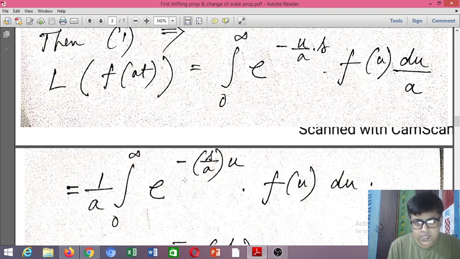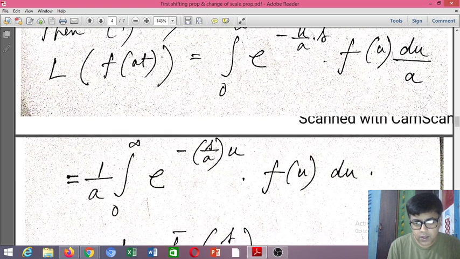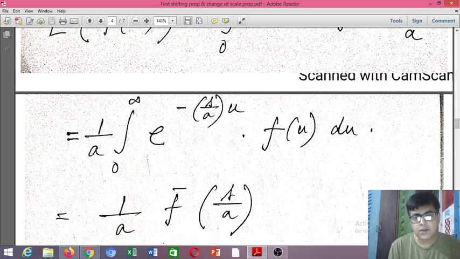Now what is this integral actually equal to? If you look carefully, this is nothing but f bar s by a. So we get 1 by a into f bar s by a. So we get the proof of this result.